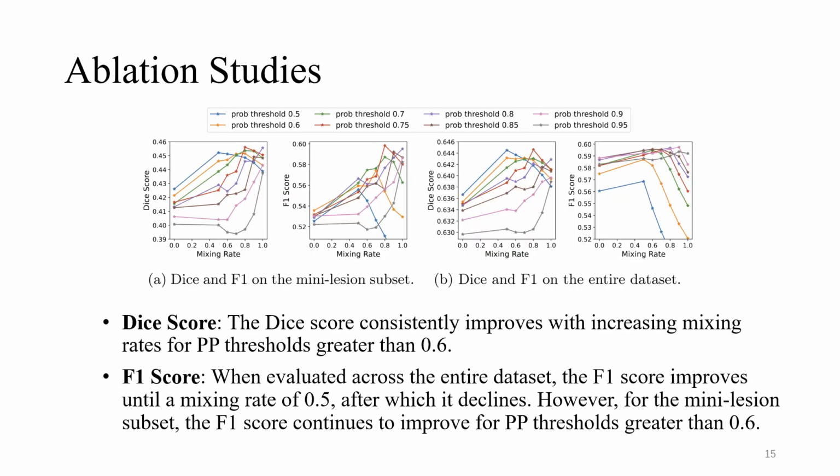recognized. Now let's discuss our application studies, which focus on the mixing rate lambda in the ensemble and the probability threshold in post-processing. A higher mixing rate indicates a greater reliance on MSL for small lesions. We plot the DICE and F1 scores for both the mini-lesion subset and the entire dataset. Through our analysis, we found that increasing the post-processing mixing rate significantly improved both the DICE and F1 scores, particularly for small lesions. These results demonstrate that careful adjustment in our post-processing strategy can lead to enhanced accuracy in identifying small lesions, confirming the robustness of our methodology.